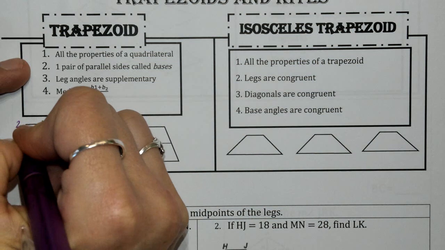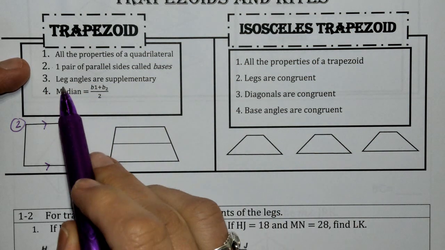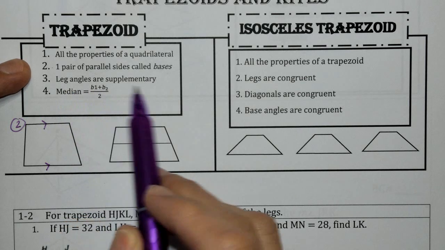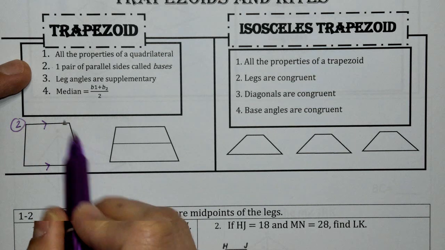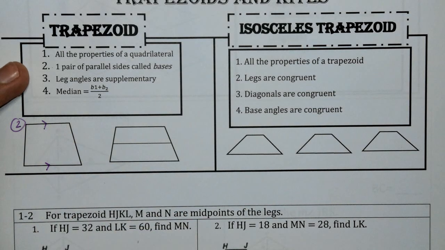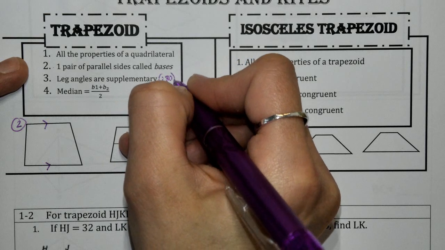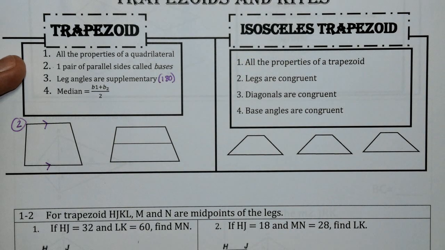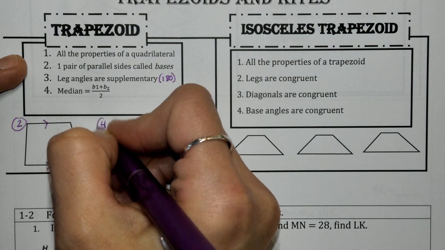So I'll put a number 2, saying this goes with property number 2. Number 3 is letting us know that the leg angles are supplementary. So when you take the leg angles and add them together, they will equal 180 degrees. Remembering the supplementary, if we do not remember, we need to make sure we understand it's 180 degrees. Then the fourth one here is giving us this formula.